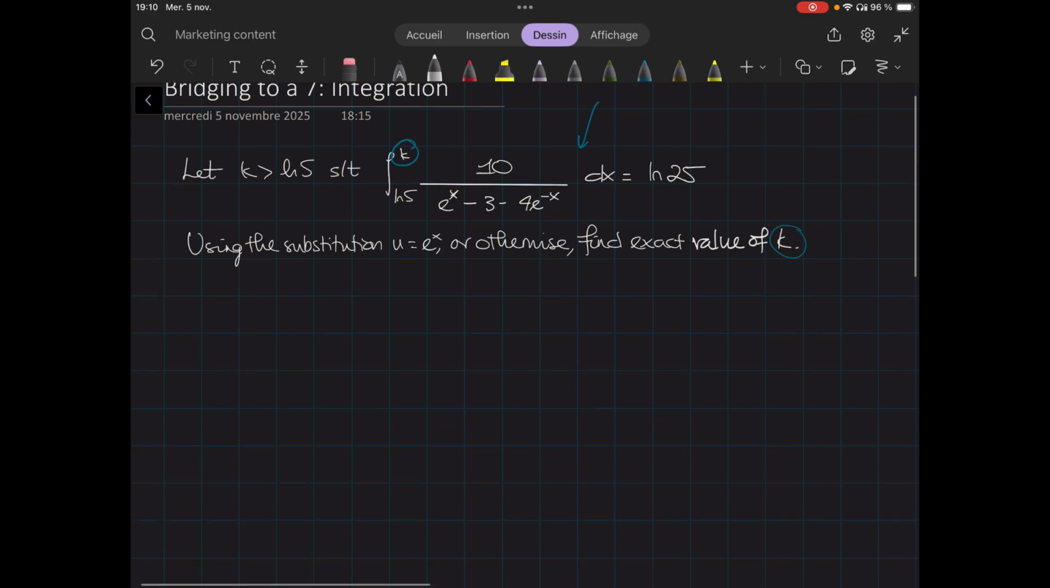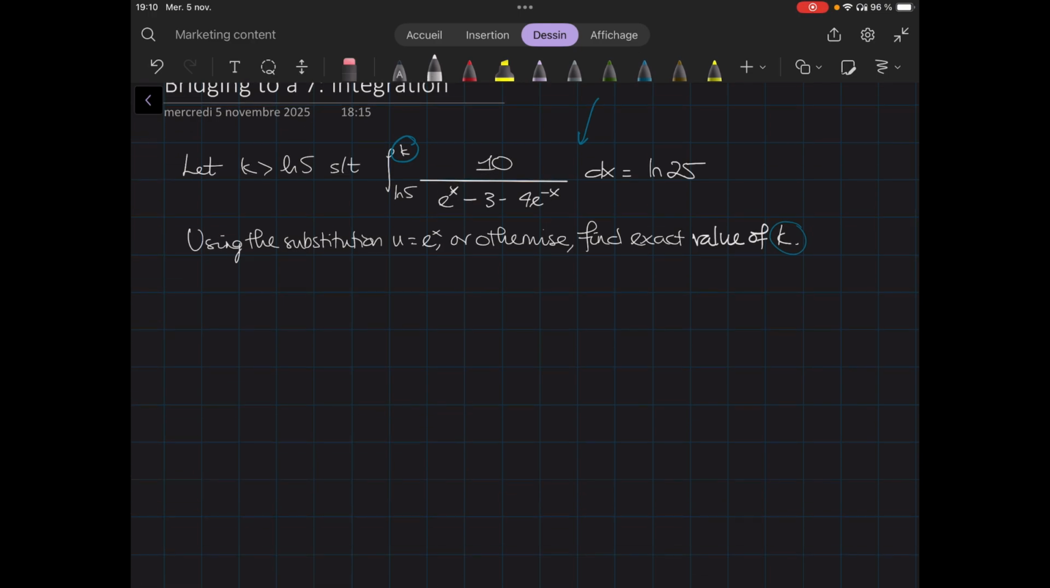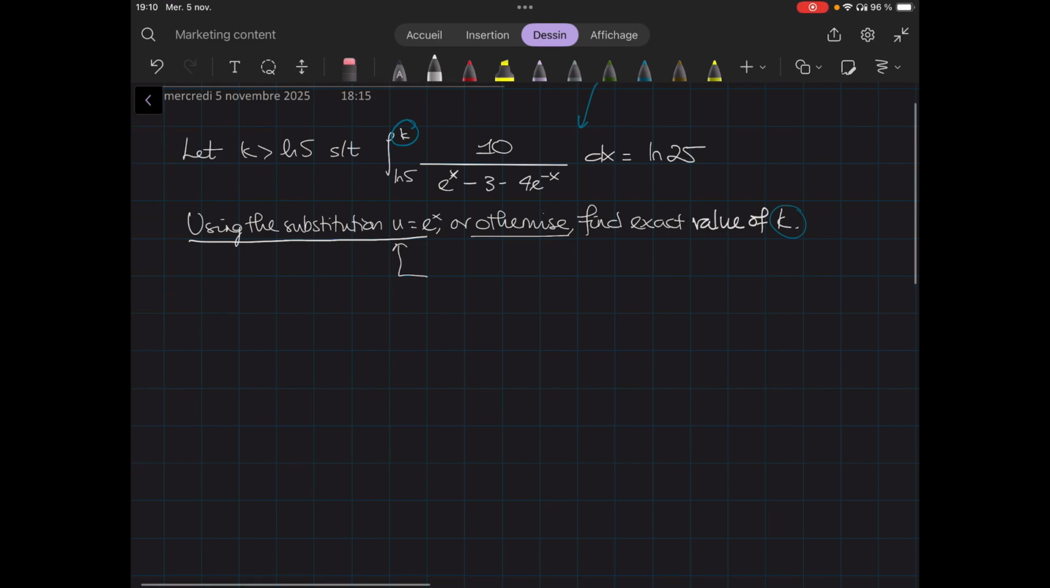So, usually when you're presented with choices, always take the hint. 11 times out of 10 it is going to be faster than you coming up with your own approach. So, if u is equal to e to the x, then du is equal to e to the x dx.